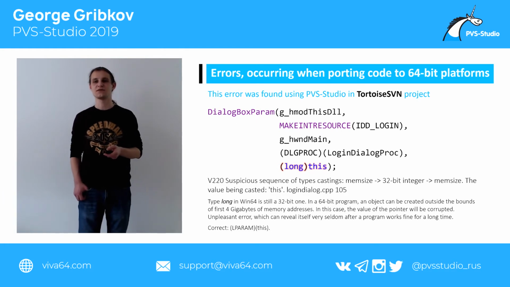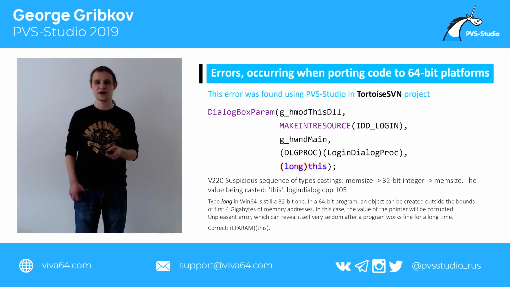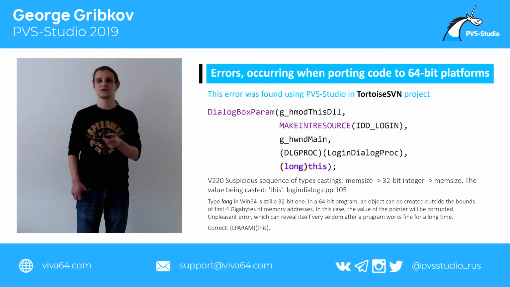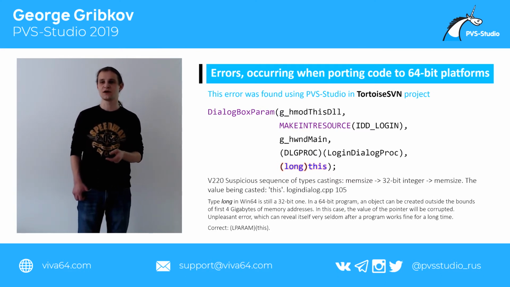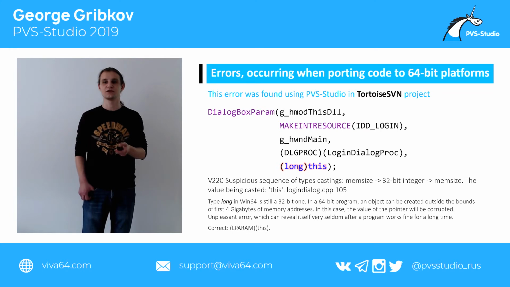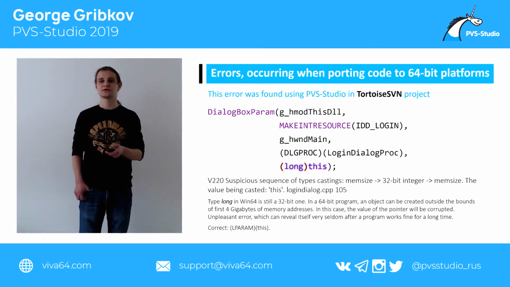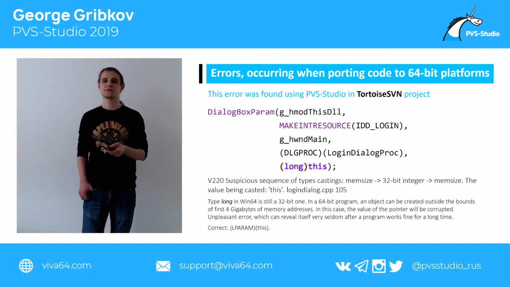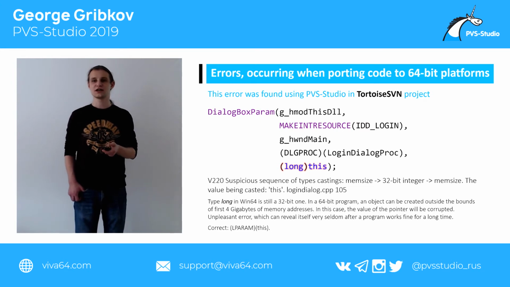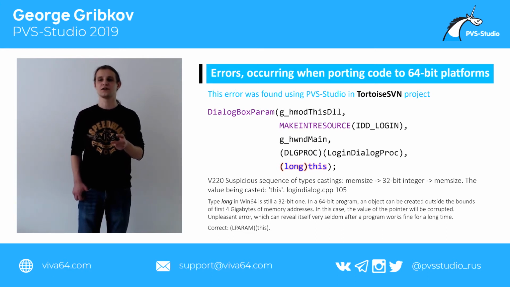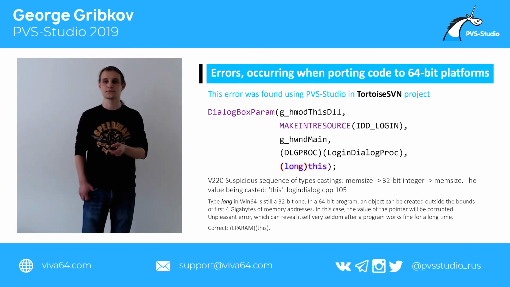When casting the type, the pointer will be truncated to 4 bytes, and accordingly, if this object was created outside the lower 4 gigabytes of memory, then the pointer will be corrupted. The unpleasantness of errors of this kind is that the program can function quite correctly for a sufficiently long time, because we are lucky and everything is fine. And then, suddenly, the memory is allocated outside the lowest 4 gigabytes, and the program may fall or begin to behave strangely.